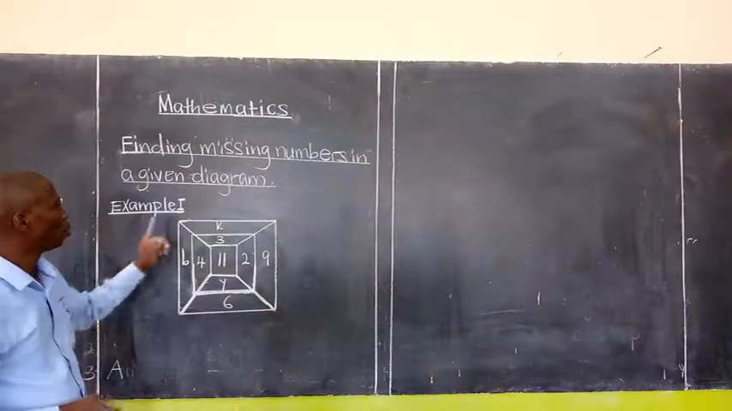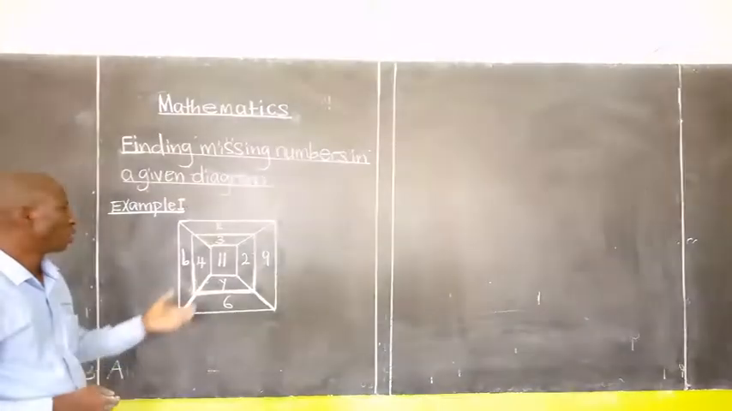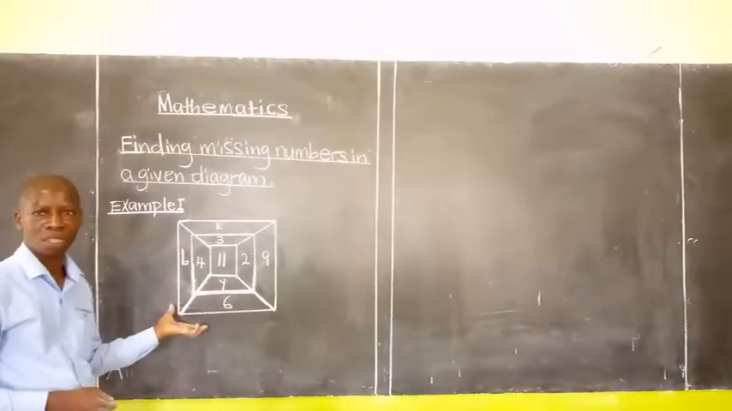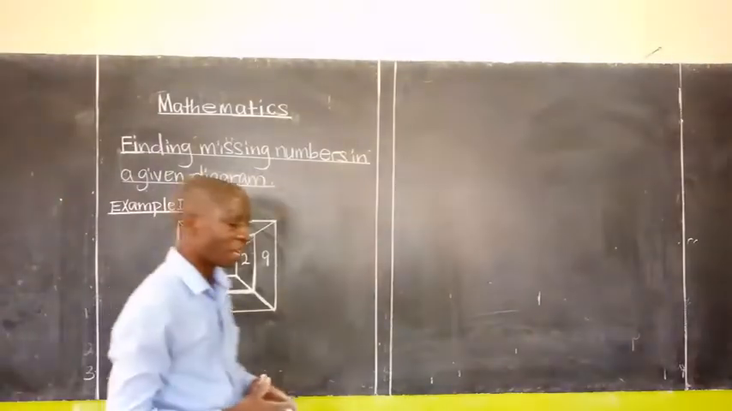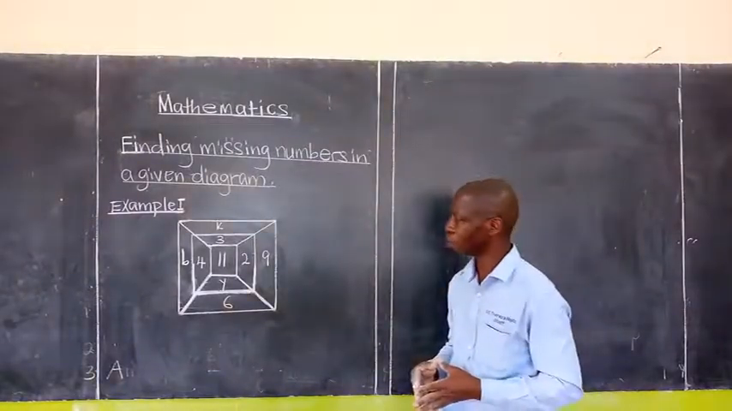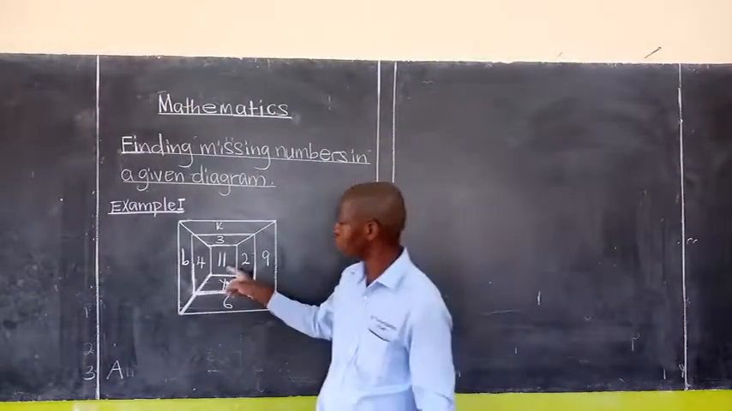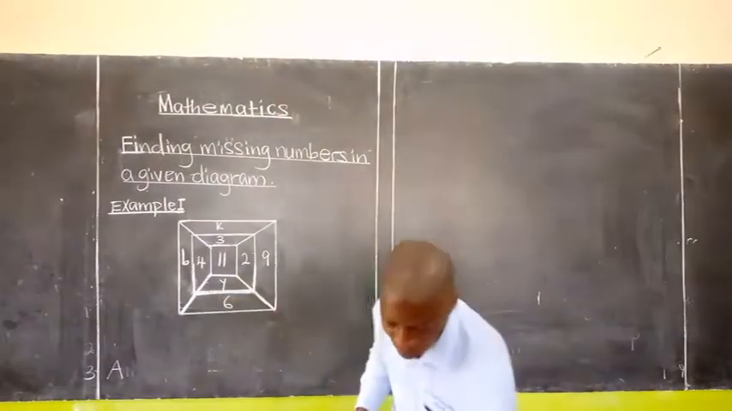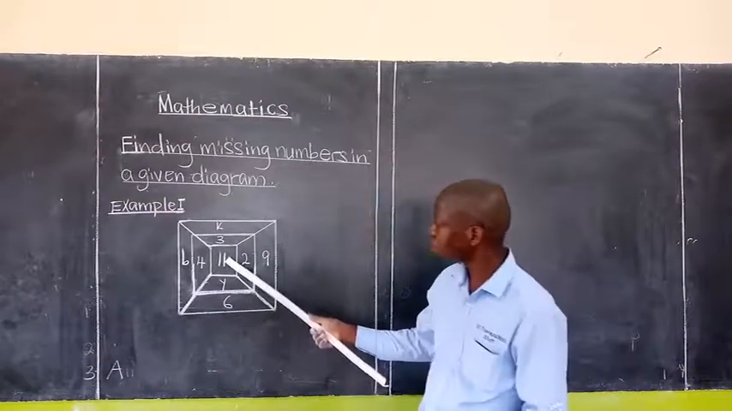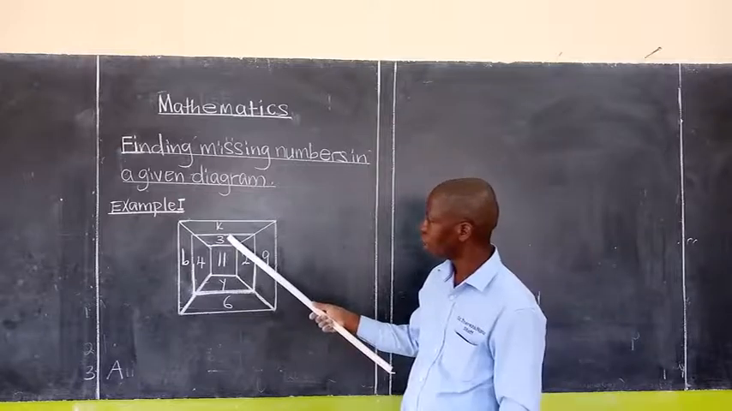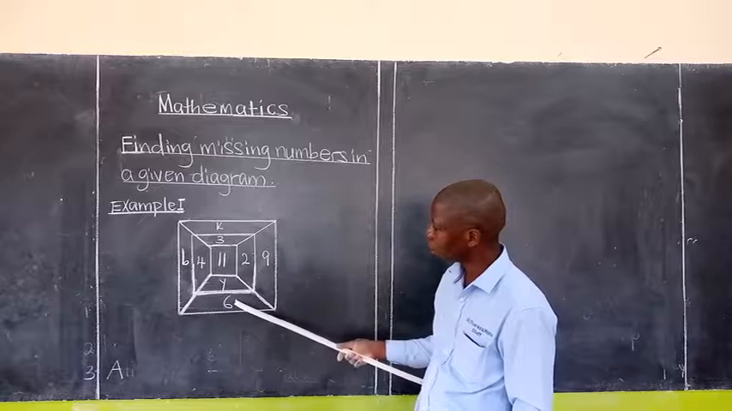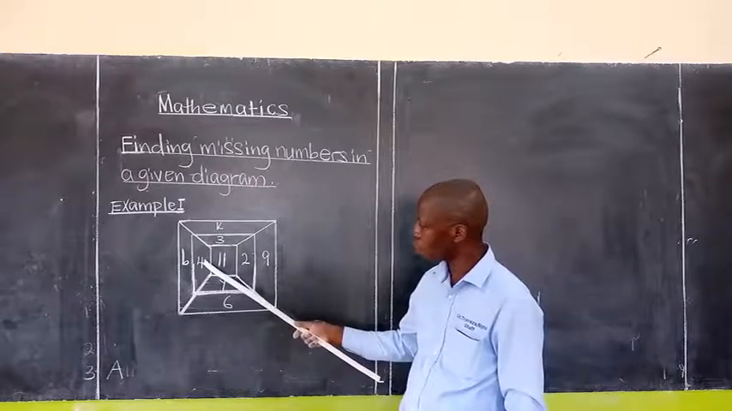For example, we have example 1. This is the diagram that we are given. So we need to study the diagram. We need to look at the diagram critically. You can see here you are given 11. You are given 3 here. You are given 2. You are given 9. You are given 6. You are given 4.